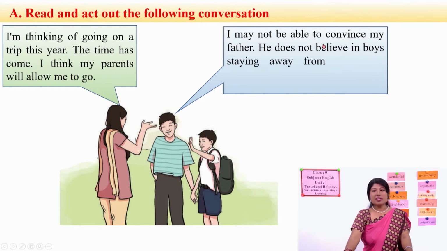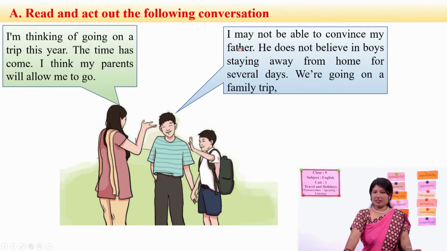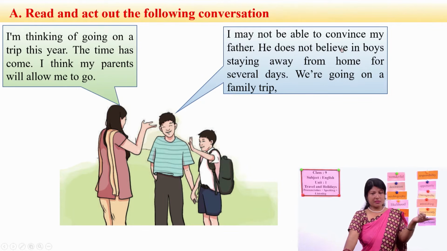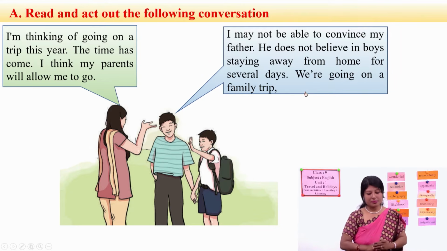I may not be able to convince my father. He does not believe in boys staying away from home for several days. We are going on a family trip. So what's his plan? His plan is he may not be able to convince his father. That's why they are going on a family trip together with family members.